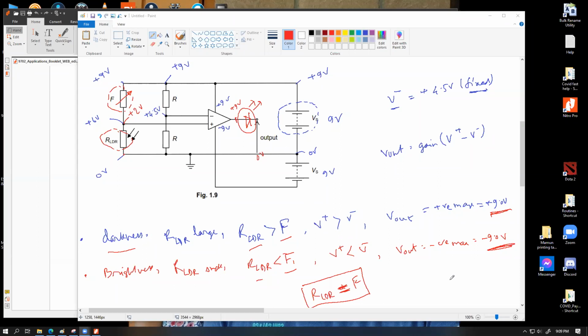Because in this case, we are considering the ideal op amp. The gain of an ideal op amp is theoretically infinite. So no matter what value of difference we have, the output will always be saturated.